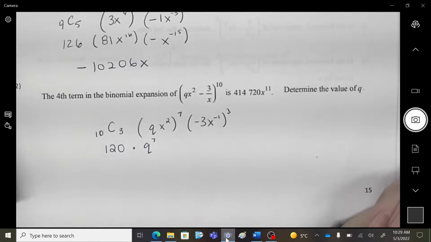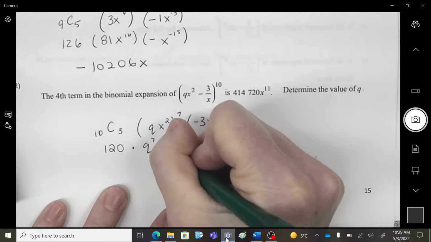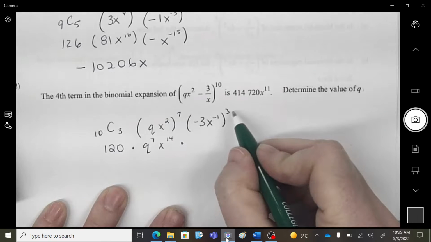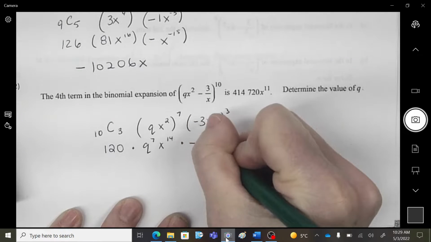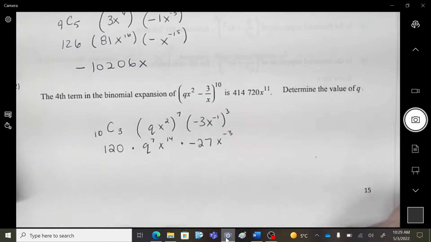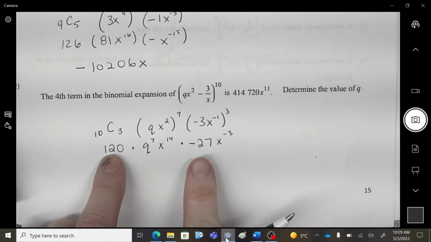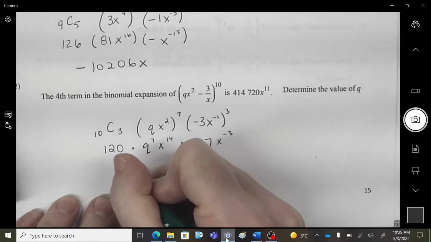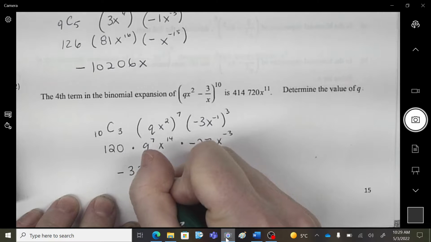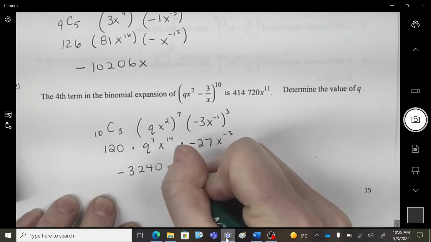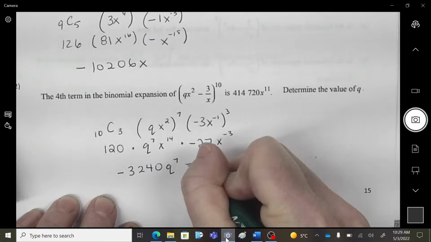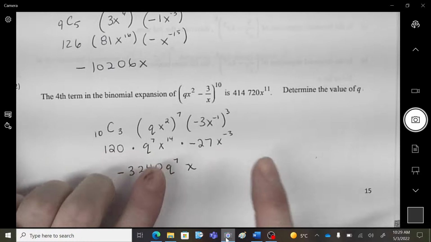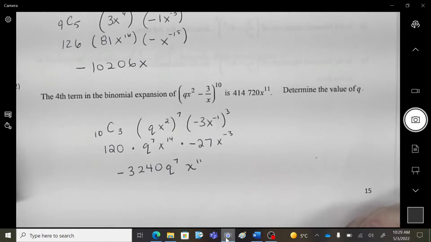Okay, so 10 choose 3 in my calculator is 120 times a q to the 7th. I don't know what it is, but I would have to do it to the 7th, and x to the 14. Negative 3 cubed is negative 27, x to the negative 3. So right now I'm going to put the 120 and the negative 27 and the q to the 7th together. So that's negative 3,240 q to the 7th. x to the, and then I'm going to put the 14 plus the negative 3, so 11th.